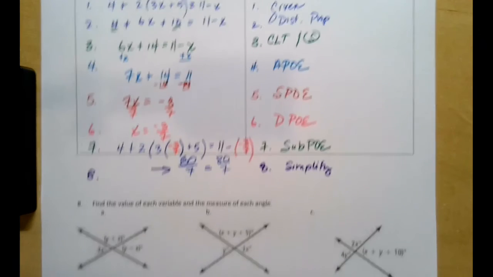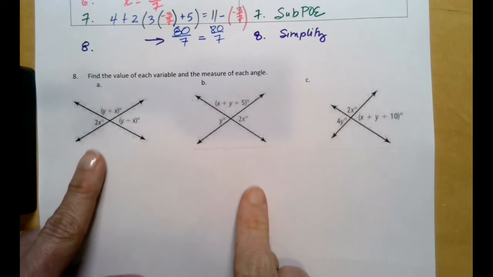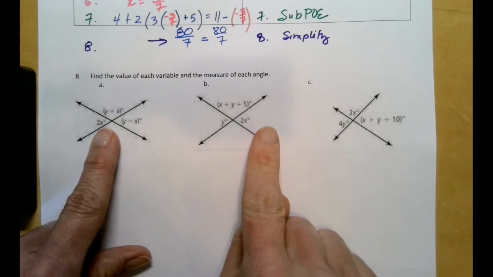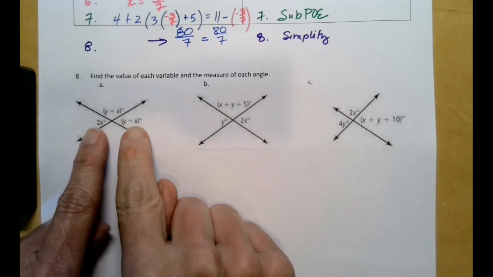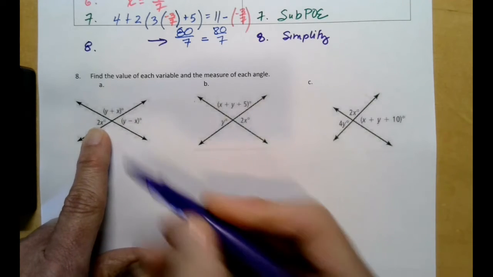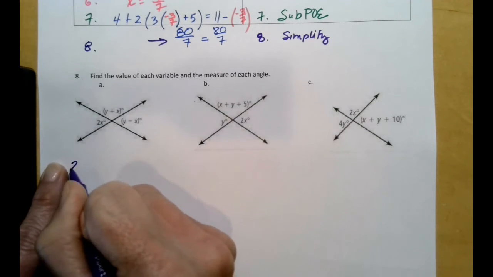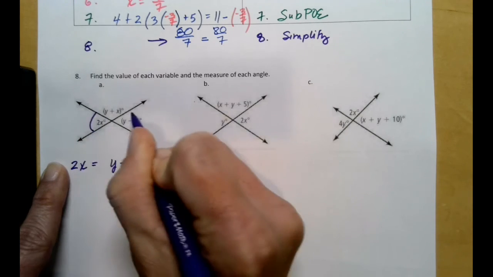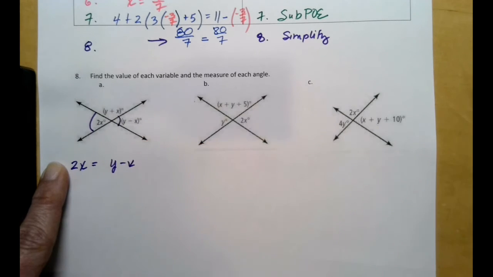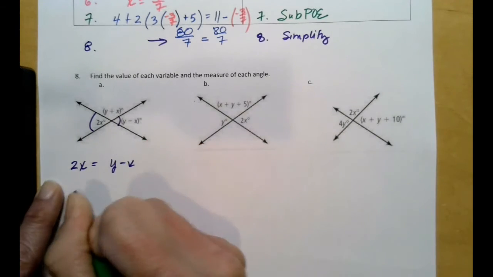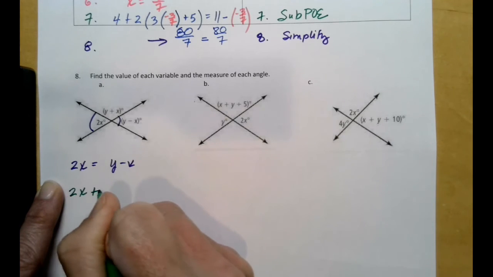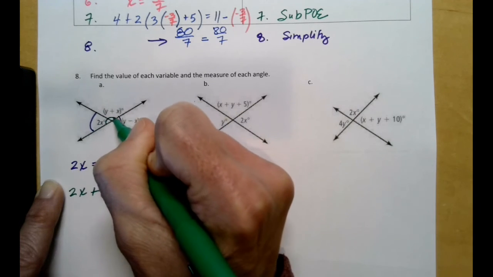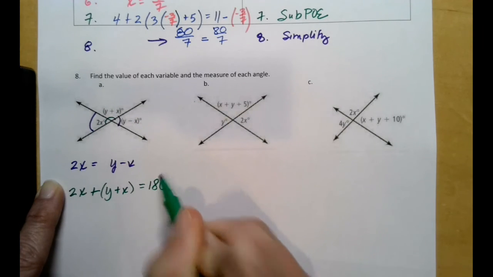All right. So down here we have a couple extras. It says find the value of each variable and measure of each angle. So here we have a little bit of a review of systems of equations. I know it's systems of equations because the two equations I'm writing have both x's and y's in them. 2x is equal to y minus x. That's going to talk about these vertical angles. And then my second equation is going to be 2x plus y plus x here. That's going to give me that conversation of supplementary.